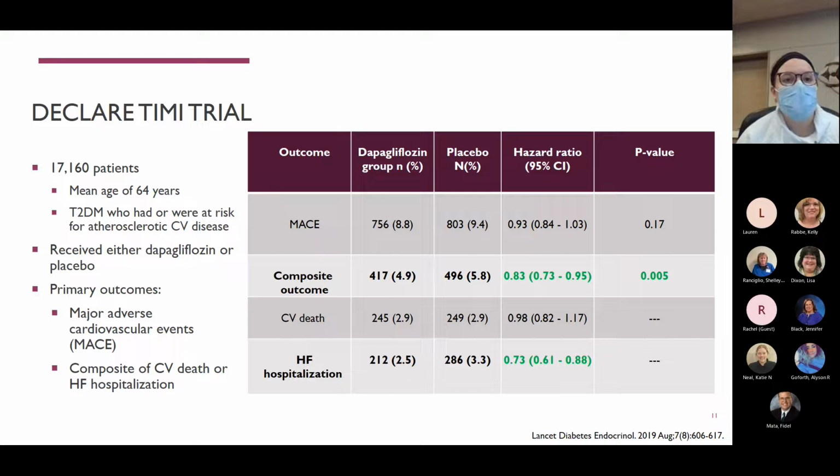Next was the DECLARE-TIMI trial. This was a very similarly structured trial, but now focusing on the use of dapagliflozin instead of empagliflozin. This included a larger number of patients and a similar mean age of 64 years, and again, a similar patient population of those with type 2 diabetes at risk of cardiovascular disease. The primary outcomes in this study were major adverse cardiovascular events, and a composite of CV death or heart failure hospitalization. As we can see here, the composite outcome of CV death and hospitalization did have a statistically significant difference in the patients that received dapagliflozin versus those that received placebo, and this was largely contributed to by the significant reduction of heart failure hospitalizations. So just another study that's proving the benefit of these SGLT2 inhibitors in patients with heart failure.